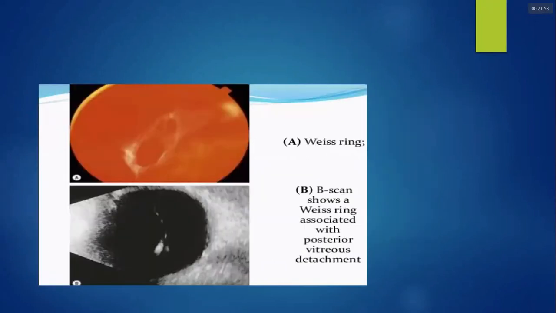So Weiss ring, you will see exactly like this ring at the retina, at the optic nerve head. And you will see it in the B scan, that is ocular ultrasonography, which can be described as A scan, B scan, or C scan. A scan is used to see the axial length, and B scan gives this hyperreflectivity over here. You can see the Weiss ring in the posterior vitreous detachment.